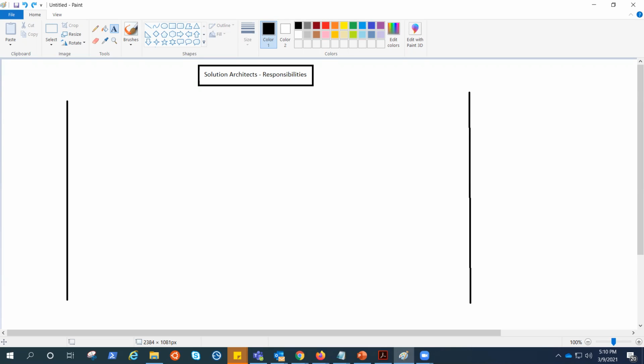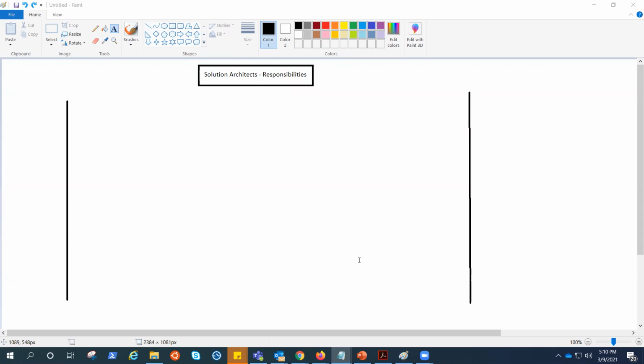And today we are going to understand the solution architect's responsibilities. And just wanted to mention here, recently I got my MCT kit as well, that is Microsoft Certified Trainer. All right, so let's get started with the solution architect responsibilities.